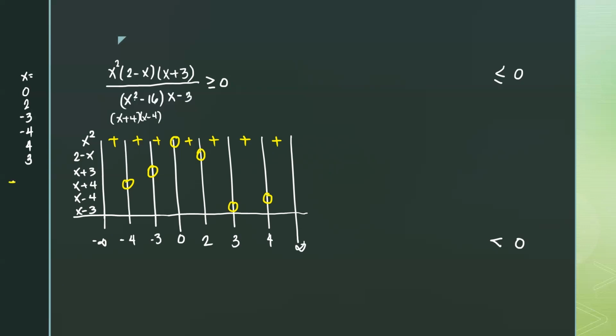Now, can you give me a test number or a test value? -5, very good. So let's test -5. 2 minus -5 becomes 2 plus 5, 7. That's positive. -5 plus 3 is negative. -5 plus 4 is negative. -5 minus 4 is negative. -5 minus 3 is negative. Do you understand the first column?